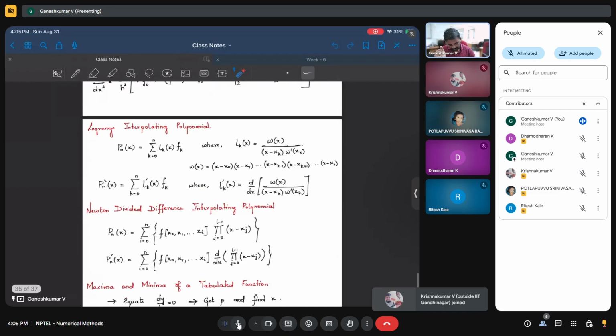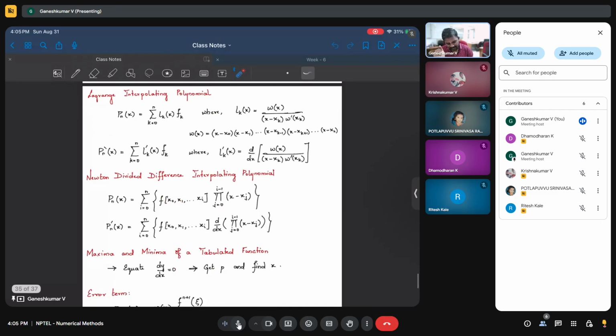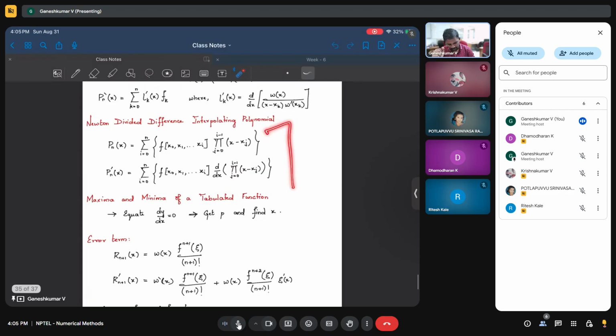The next is the Lagrange interpolating polynomial. In Lagrange interpolation, you have Lagrange coefficients. You find the coefficients and substitute them in the polynomial, you end up with the Lagrange polynomial, and you differentiate that polynomial again. So it's the same concept. Similarly, the same goes for Newton's divided difference. I did not write an explicit expression here, but you understand the logic, right?